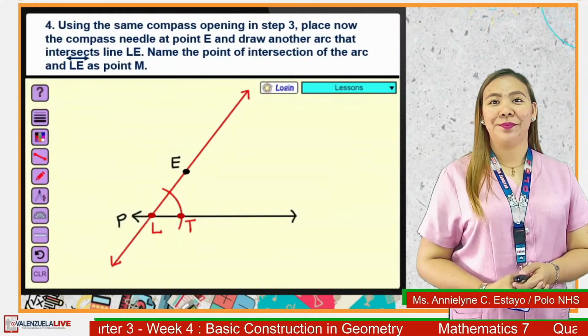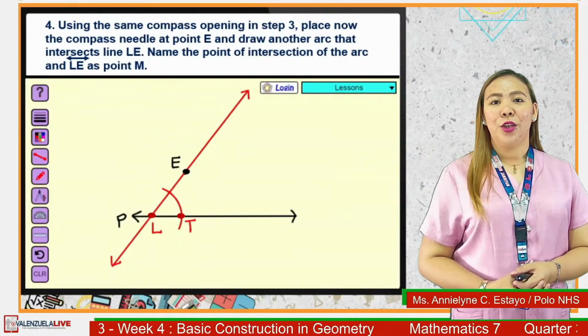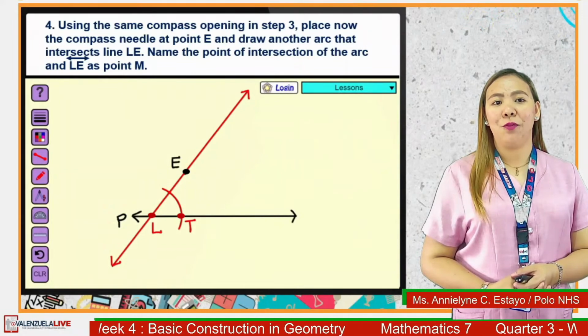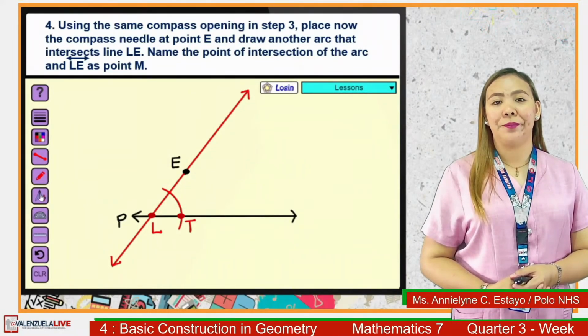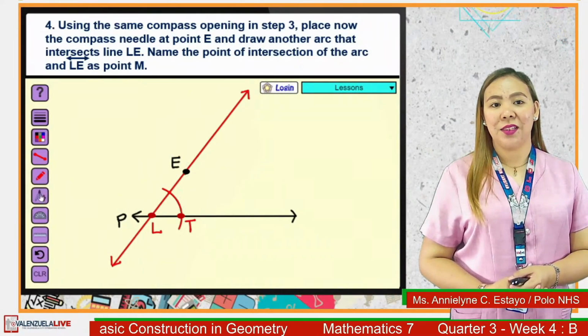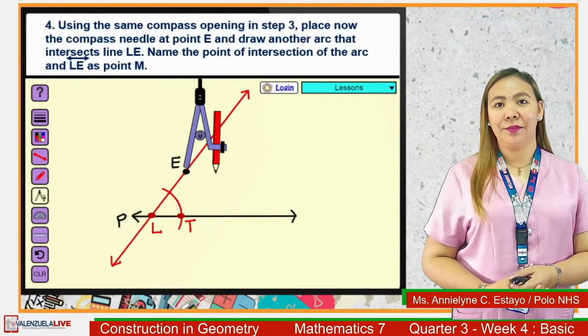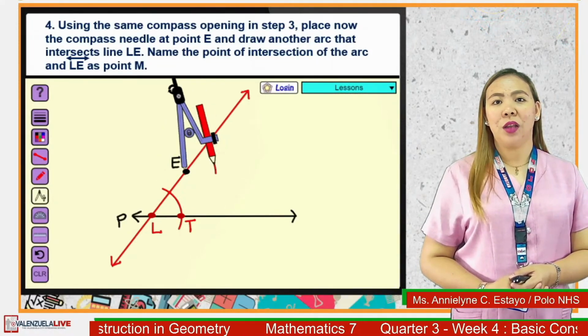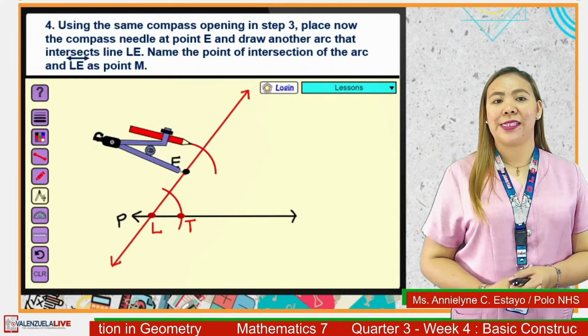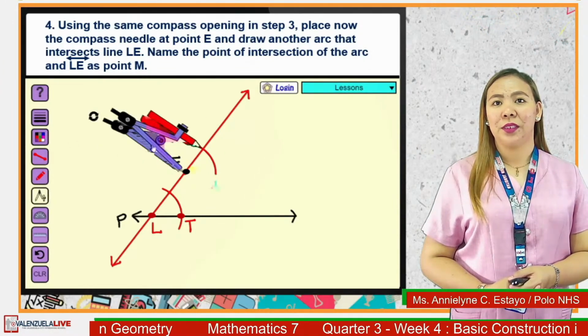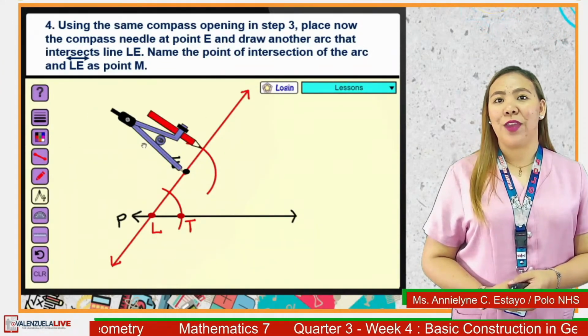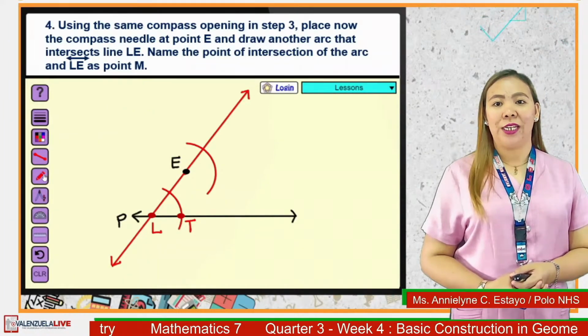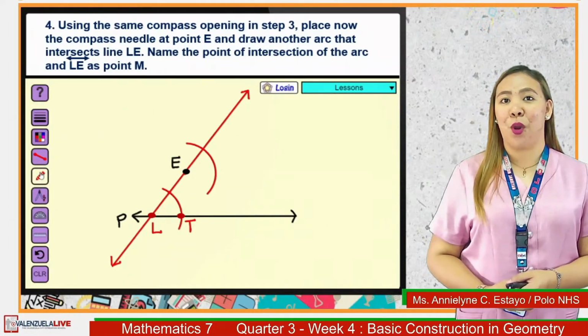Step 4. Using the same compass opening in the previous step, place the compass needle at point E and draw another arc that intersects line LE. Name the point of intersection of the arc and line LE as point M.